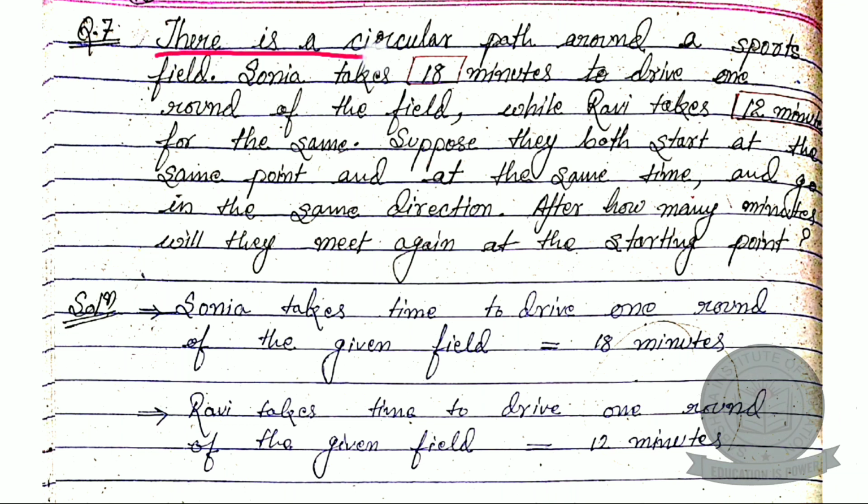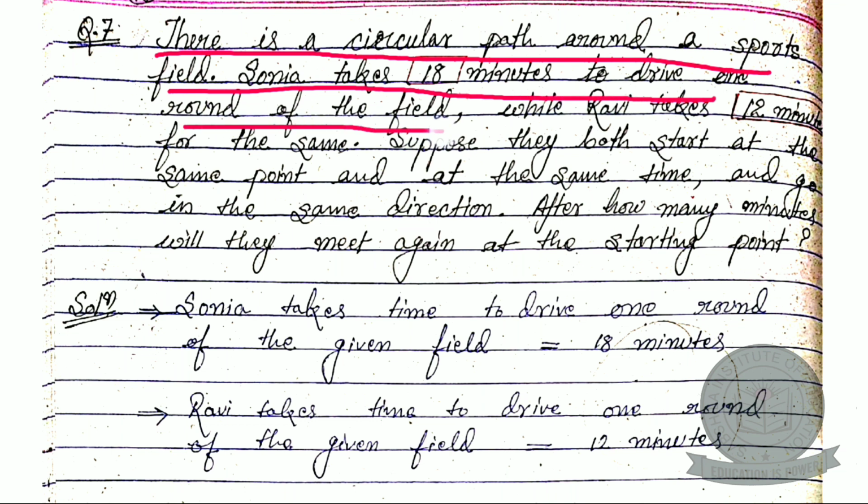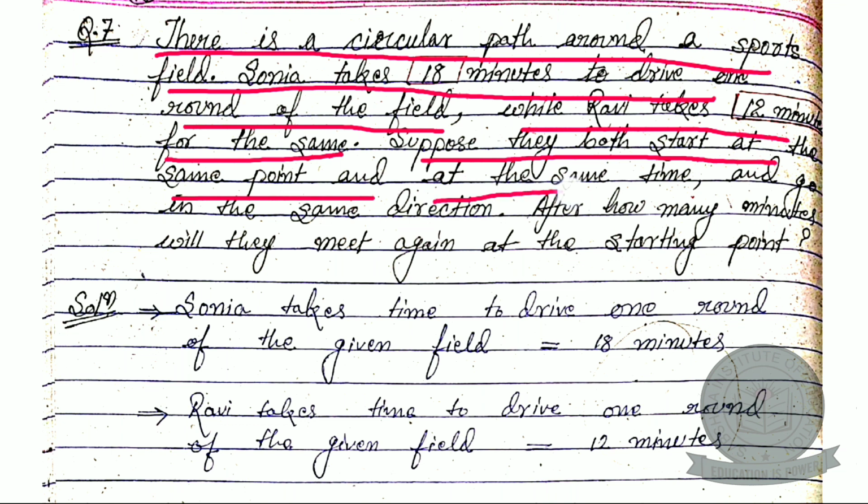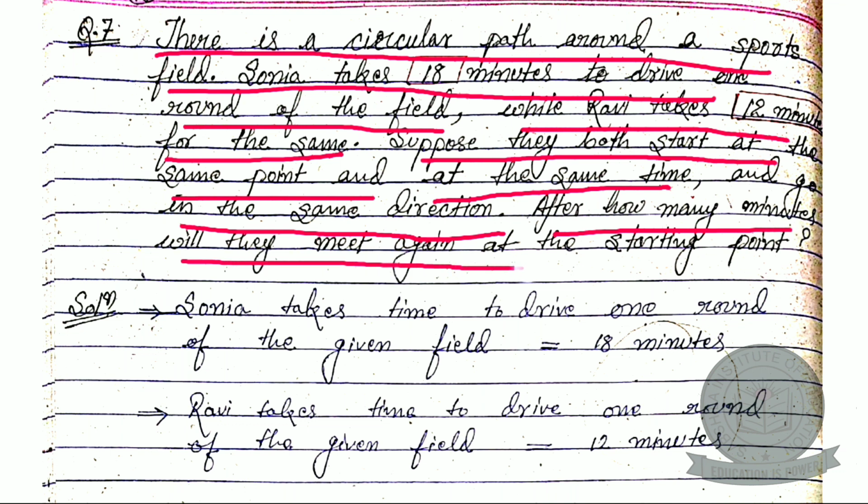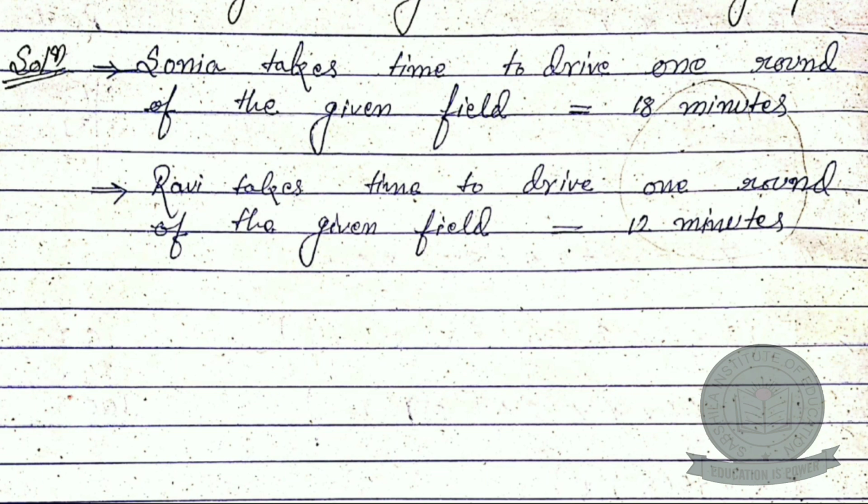There is a circular path around a sports field. Sonia takes 18 minutes to drive one round of the field, while Ravi takes 12 minutes for the same. Suppose they both start at the same point at the same time and go in the same direction. After how many minutes will they meet again at the starting point? Sonia takes how many minutes? 18 minutes. Ravi takes how many minutes? 12 minutes.